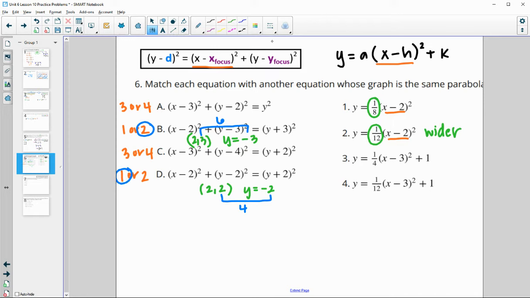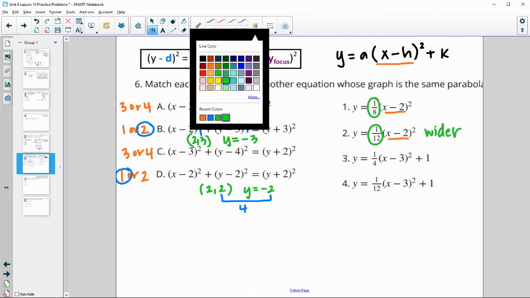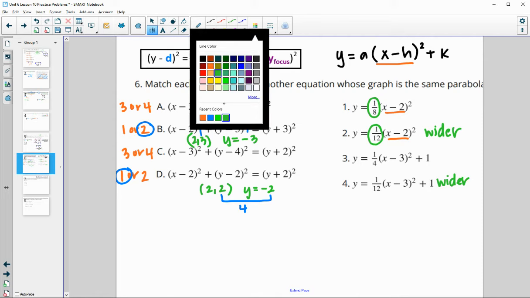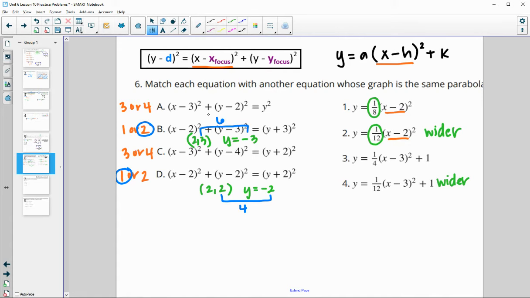Then we could apply the same idea for this next set. So this one, 1/4 and 1/12. This one is wider because it's being divided by 12 versus 4. So then we could take a look here at finding the directrix and the focus. The focus is (3, 2), and the directrix here is y equals 0. So the distance from this focus to the directrix is 2.